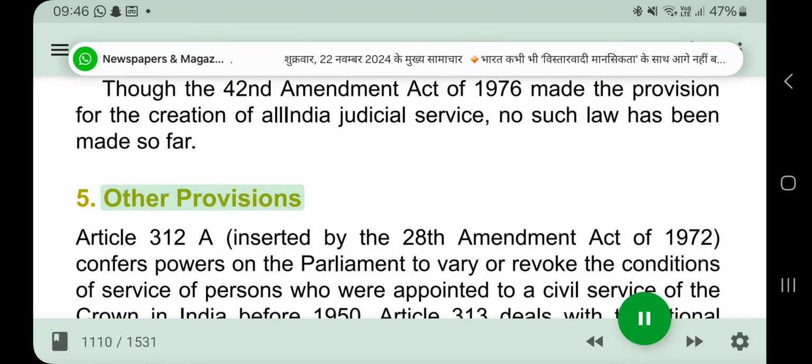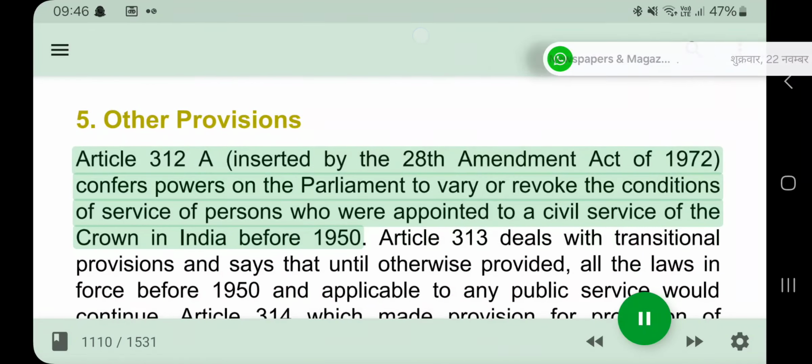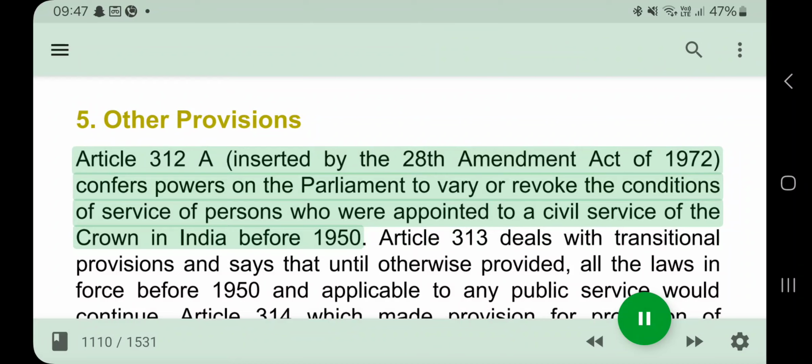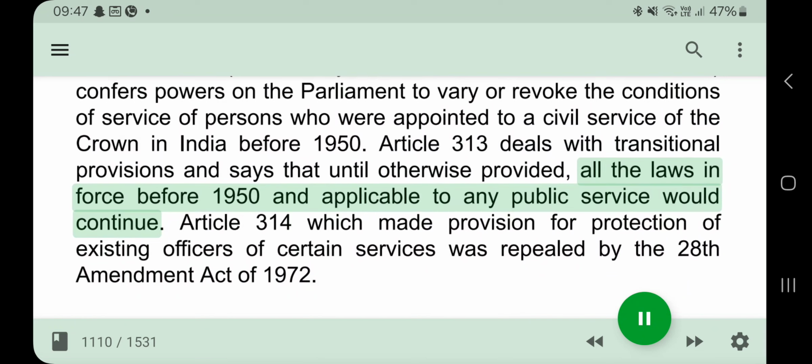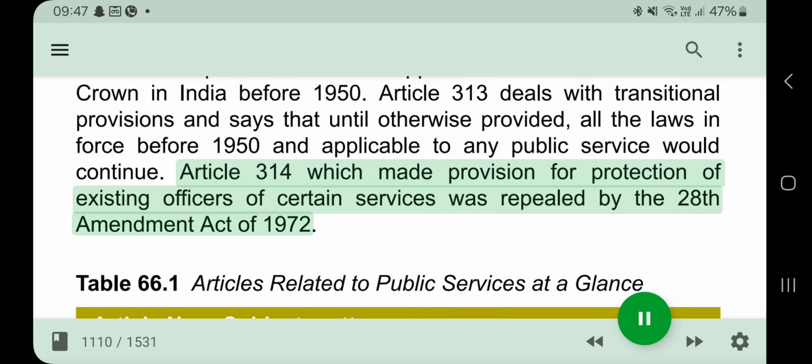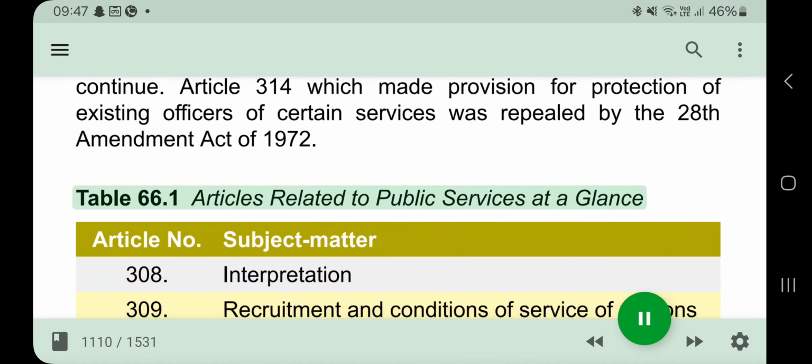5. Other provisions. Article 312A, inserted by the 28th Amendment Act of 1972, confers powers on the Parliament to vary or revoke the conditions of service of persons who were appointed to a civil service of the Crown in India before 1950. Article 313 deals with transitional provisions and says that until otherwise provided, all the laws in force before 1950 and applicable to any public service would continue. Article 314, which made provision for protection of existing officers of certain services, was repealed by the 28th Amendment Act of 1972.